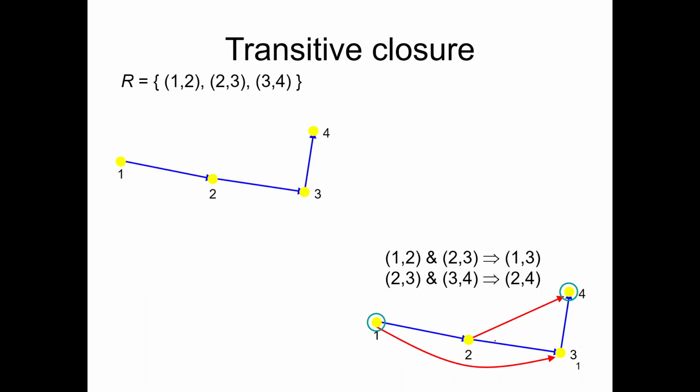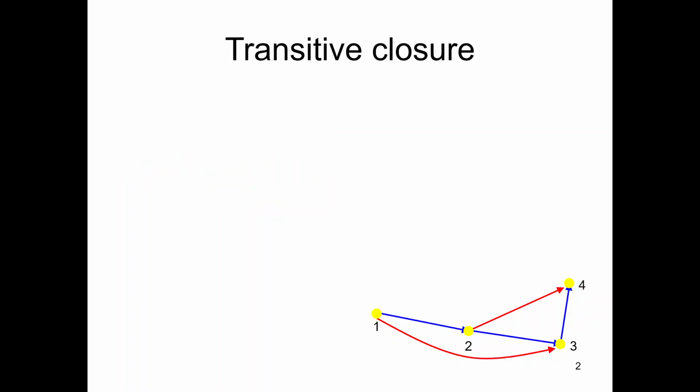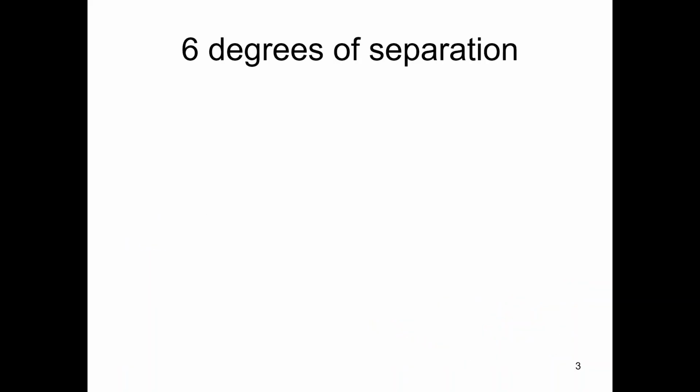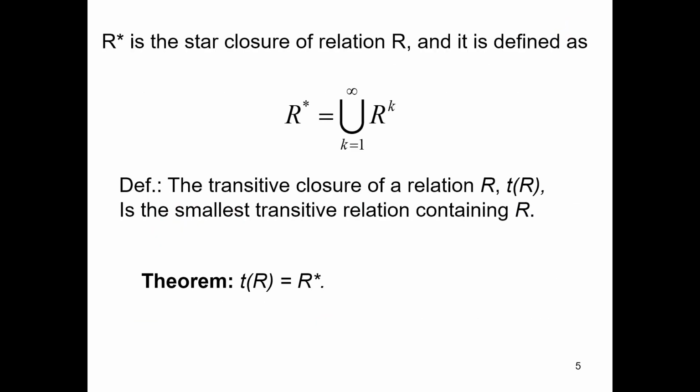Here, if you see, initially there was no direct edge between 1 and 4. But if you consider, is there a path between 1 and 4? Yes. So 1 and 4 should be connected. Is there a path between 1 and 2? It's a direct edge. Is there a path between 2 and 4? Yes. So 2 and 4 should be connected. Is there a path between 1 and 3? Yes. So 1 and 3 should be connected. And that is what we in fact got after taking the transitive closure, right? So that's the idea of transitive closure, and that is equivalent to the connectivity relation.